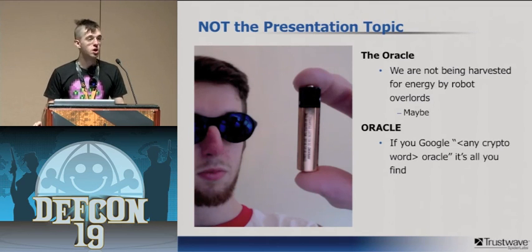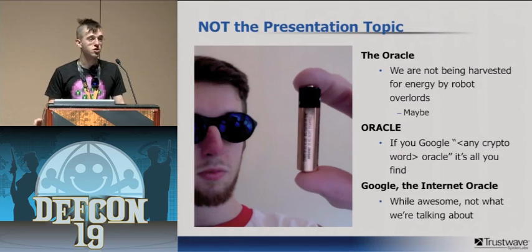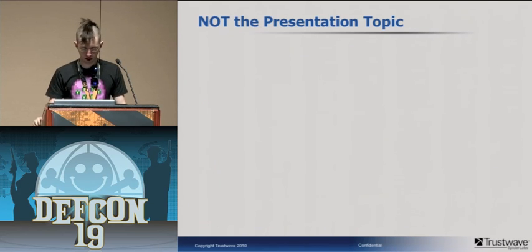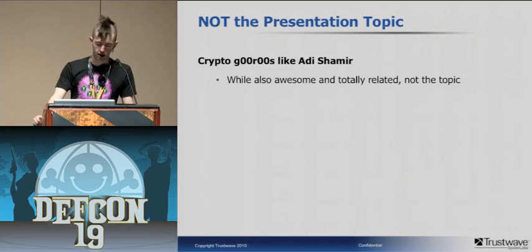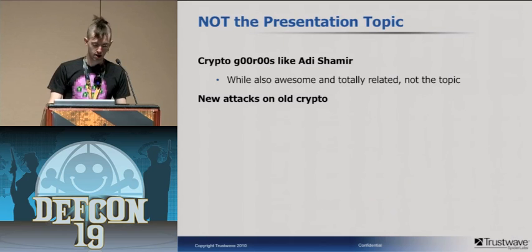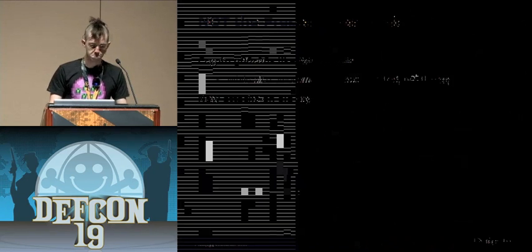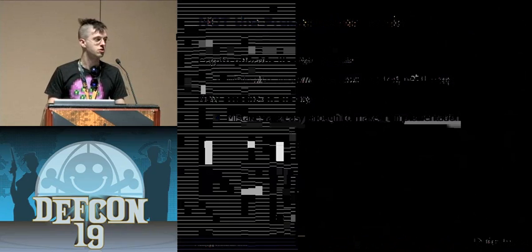So let's talk about some things that are not the presentation topic. We're not talking about the Oracle. We're not being harvested for energy by robot overlords. Possibly. We're not talking about the company Oracle. Fun fact, if you Google for any crypto word followed by Oracle, you'll probably find Oracle users asking how to encrypt their database. We're also not talking about Google, the Internet Oracle. We're not talking about cryptographic gurus like Adi Shamir. If you don't know who Shamir is, he's the S in RSA. Also awesome, but not the topic.